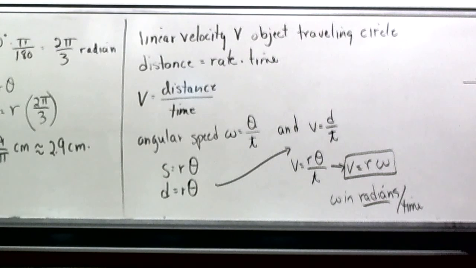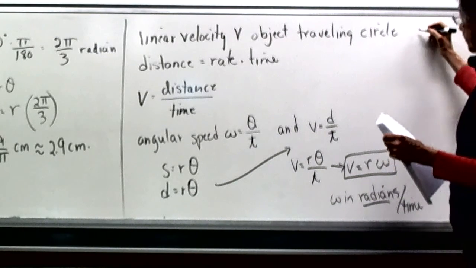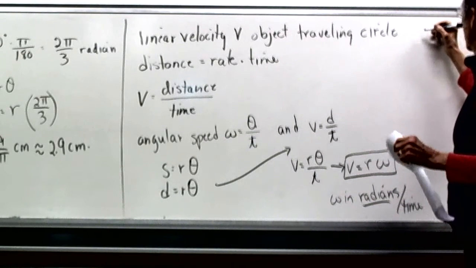Okay, so let's do an example where we're going to use the formula for linear velocity. And I have an example here. Say we have a wheel that's rotating at 10 RPM.